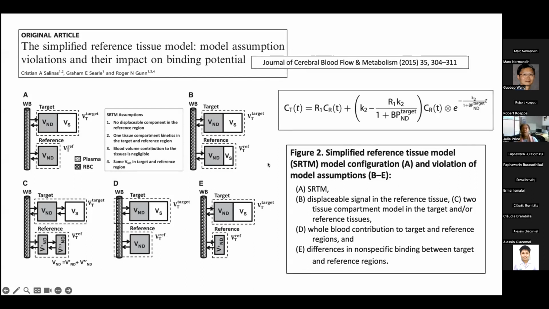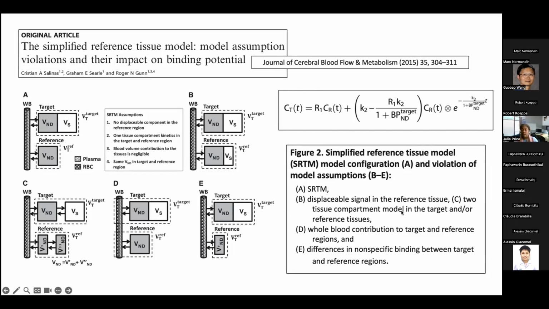Many of them have information that's more for reference, because there isn't enough time to really describe them in detail. But the simplified reference tissue model is something that is often used in place of an arterial dynamic study when arterial blood is not available. The simplified reference tissue model is the one that I'll be referring to. The displaceable signal is assumed to be represented by the reference tissue.